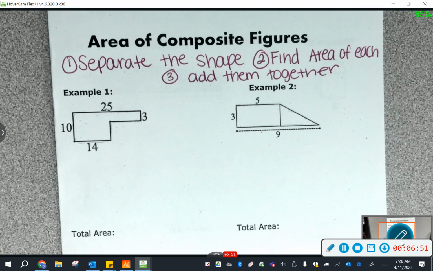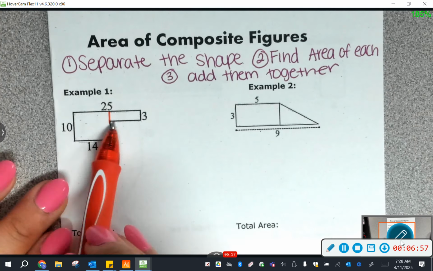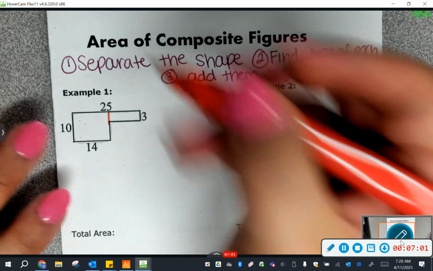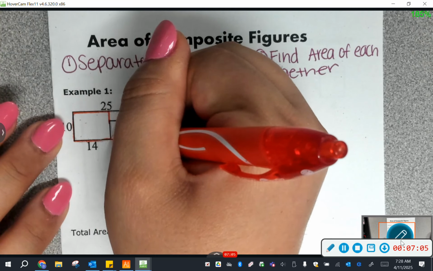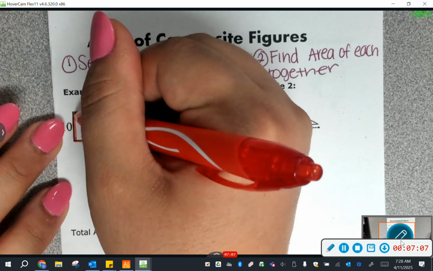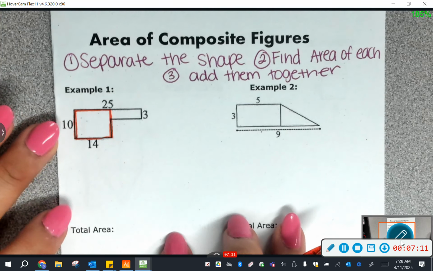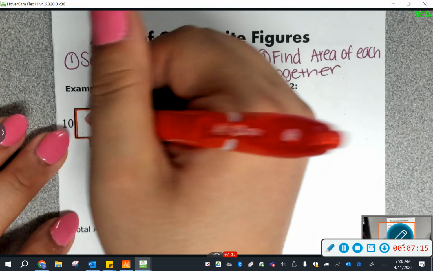I think I want to go up and down just because I like it better. But if you were to go horizontal, again, you're still going to get the same answer. So kind of box this right here with your pencil. Do you see this rectangle? What's the base of this rectangle? Or what shape is this, first of all? It's a rectangle.